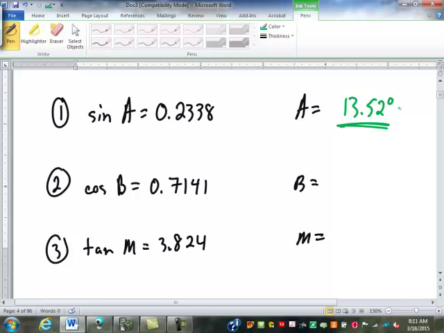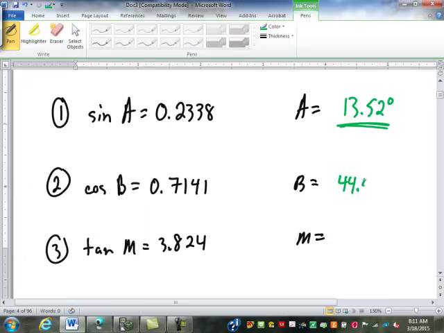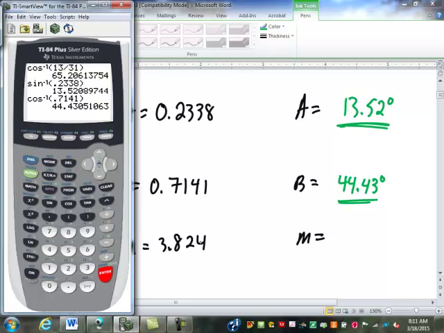Anybody did? Perfect. For the cosine of B equals 0.7141. Second cosine 0.7141. Close the parentheses, equals? 44.43. Good job, Cody. 44.43. And for the tangent of M equals 3.824, it's going to be second tangent for inverse tangent. 3.824. Close parentheses. Hit equals, we get? 75.34. Perfect. 75.34 degrees.